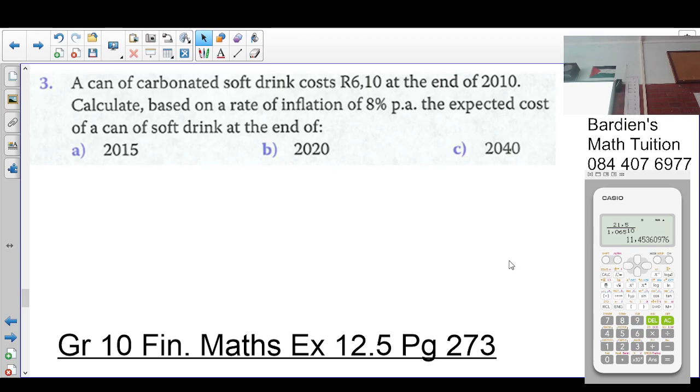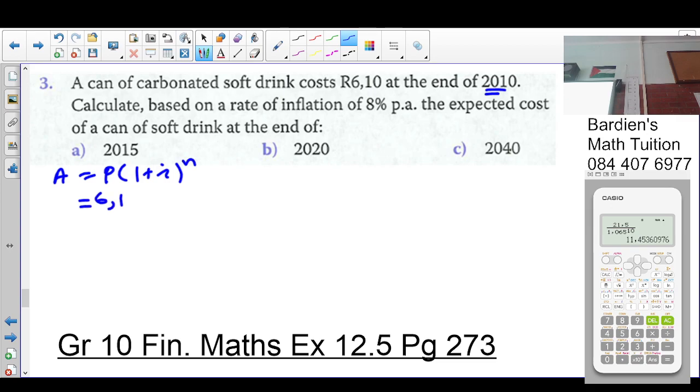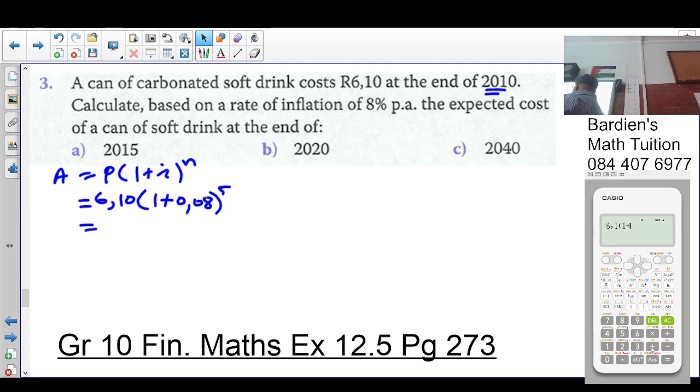Anyway, a can of carbonated soft drink cost 6 rand 10 cents at the end of 2010. Calculate, based on the rate of inflation of 8% per annum, the expected cost of a can of soft drink at the end of 2015, 2020, and 2040. So A is equal to P into 1 plus i to the exponent n. What's your P value? 6 rand 10 cents into 1 plus your interest rate 8%, so 0.08, to the exponent 5. Let's work that out. So that's 1.08 to the exponent 5. 8.96.